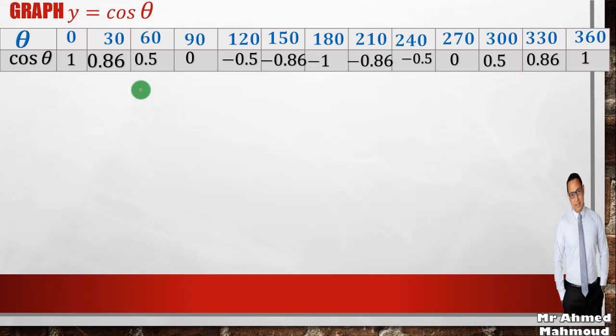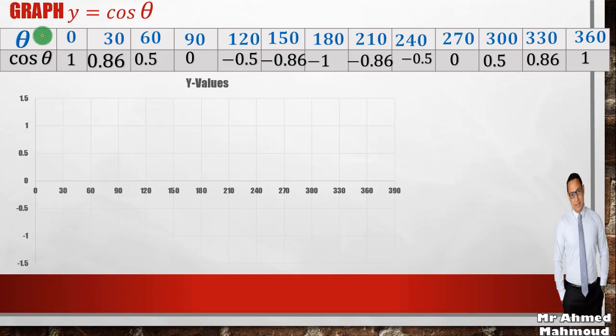Okay, now let's graph this function. 0 and 1 here, 30 and 0.86, 60 and 0.5, 90 and 0, 120 negative half, 150 negative 0.86, 180 and negative 1, 210 negative 0.86, 240 negative 0.5, 270 and 0, 300 and half, 330 and 0.86, finally 360 and 1.